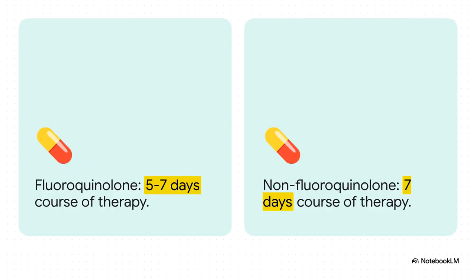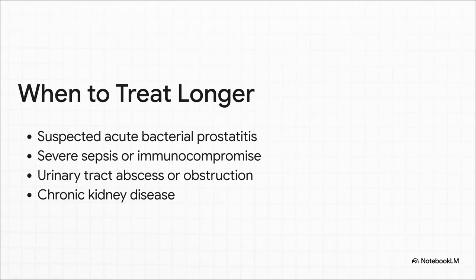And for patients without bacteremia, the durations are also nice and short. If you're using a fluoroquinolone, a 5 to 7 day course is plenty. For any other appropriate antibiotic, the recommended duration is a flat 7 days. Now, of course, there are always exceptions. A longer course of 10 to 14 days is still something you should consider in certain situations. For example, when you suspect acute bacterial prostatitis, or in patients with severe sepsis or significant immunocompromise, or if there's an unresolved source like an abscess or an obstruction.